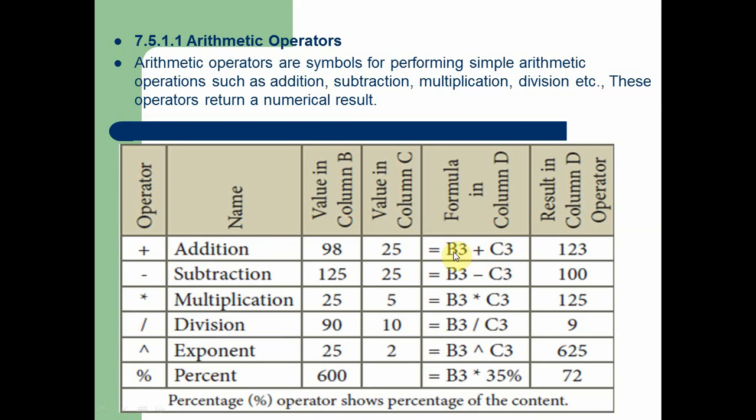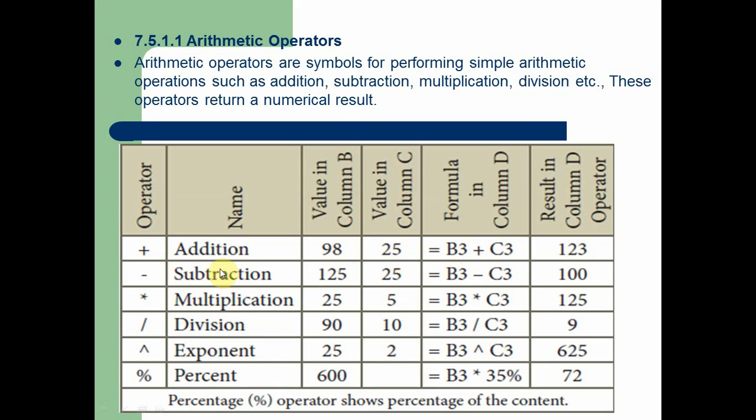This is the rule for using a formula. First we add the equal symbol. If we want to use the add symbol, then you give two cell names, because only then will the add symbol add the two numbers. Minimum it requires two cell names. So B3 plus C3. The plus operator will take the B3 value and the C3 value and produce the output. Consider the B3 value is 98 and the C3 value is 25.